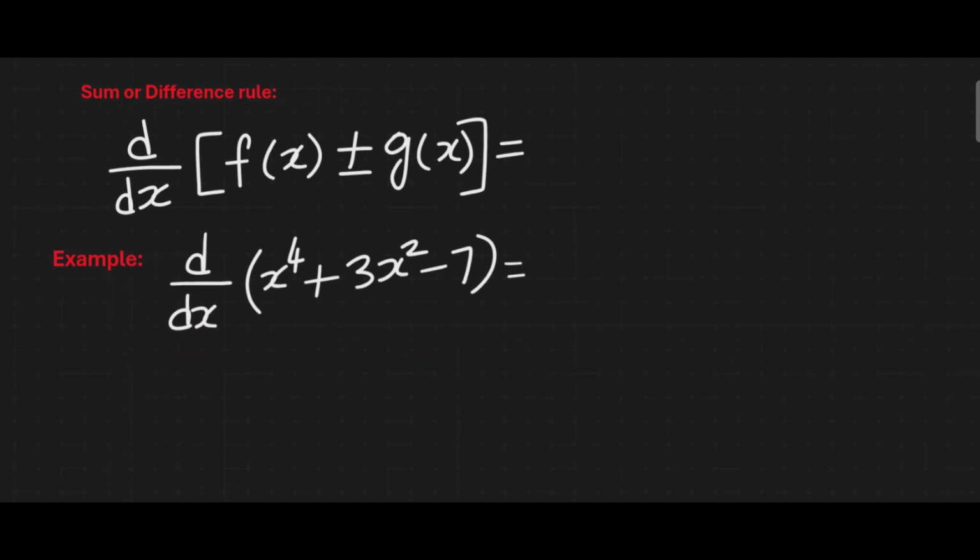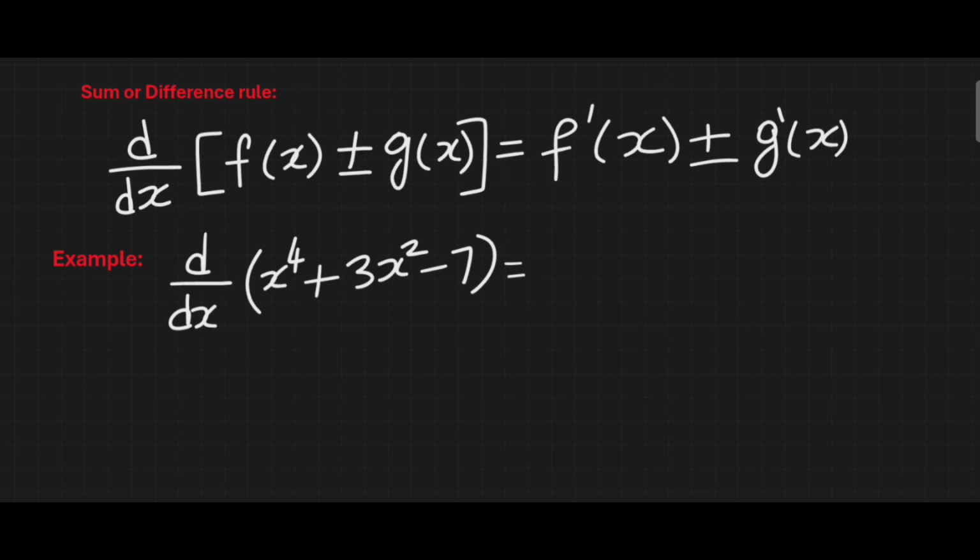Let's learn the sum and difference rule. This rule says d by dx of f of x plus or minus g of x equals f dash of x plus or minus g dash of x. This means we differentiate each term separately. f dash and g dash are nothing but the derivatives of f of x and g of x.